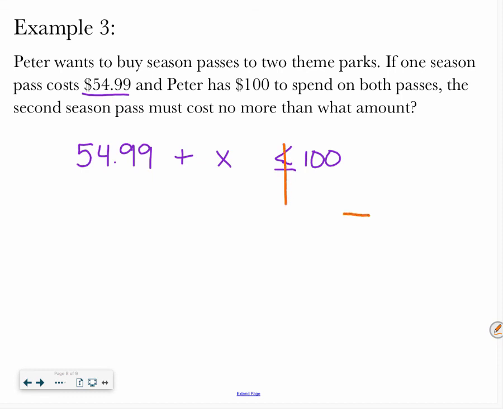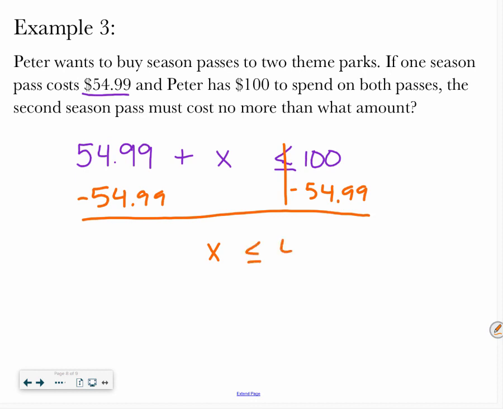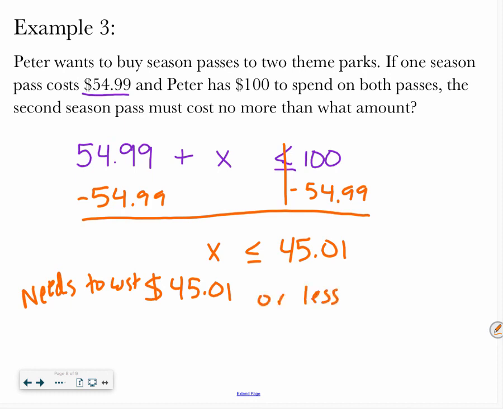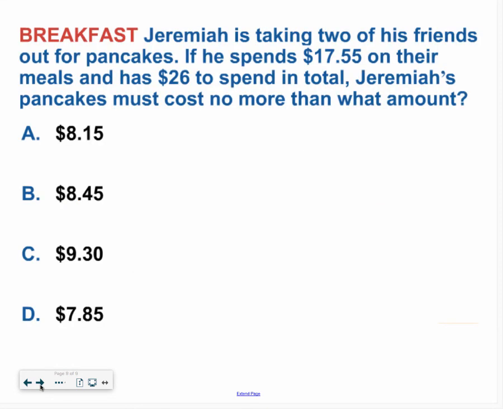But then if I actually solve it, I can subtract $54.99 from both sides. I'm left with X has to be less than or equal to 45.01. So that means the second season pass has to be $45.01 or less. Needs to cost $45.01 or less. Okay. Go ahead and try this breakfast problem on your own. See how you do.